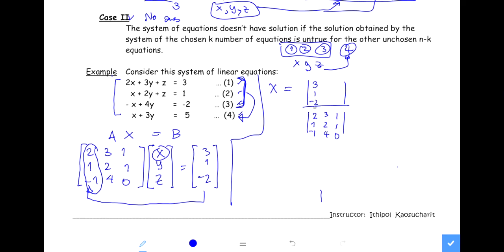That is a different thing. But the other two columns I can just copy: 3, 2, 4, 1, 1, 0. I can just copy like this. Okay, so let's find a determinant. Let's go find a determinant.